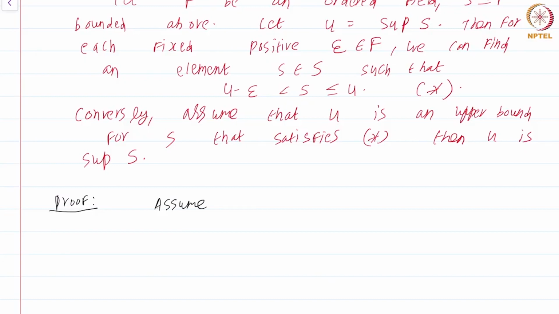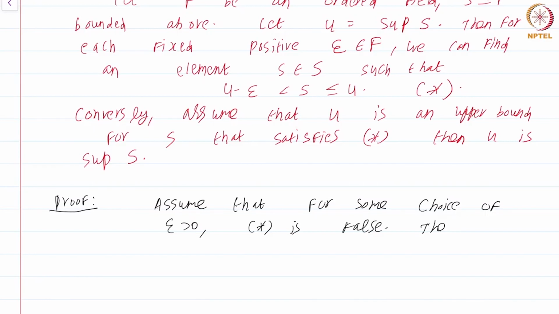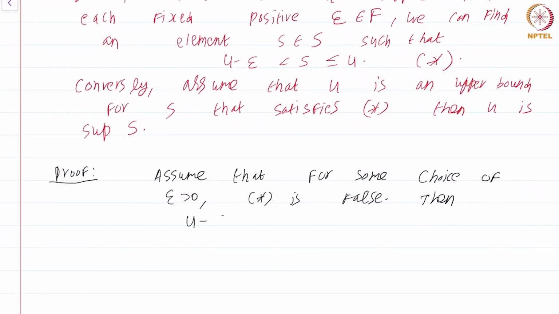So assume. First we will prove the first part, not the converse. Assume that for some choice of epsilon greater than 0, star is false. Then we have U minus epsilon is greater than or equal to S for all S in the set S. Our star says we can find some element S that satisfies the inequality U minus epsilon less than S less than or equal to U. The negation of this statement is that for some choice of epsilon greater than 0 and all choices of S, U minus epsilon is greater than or equal to S. Check that this is the correct negation. This is the correct negation.